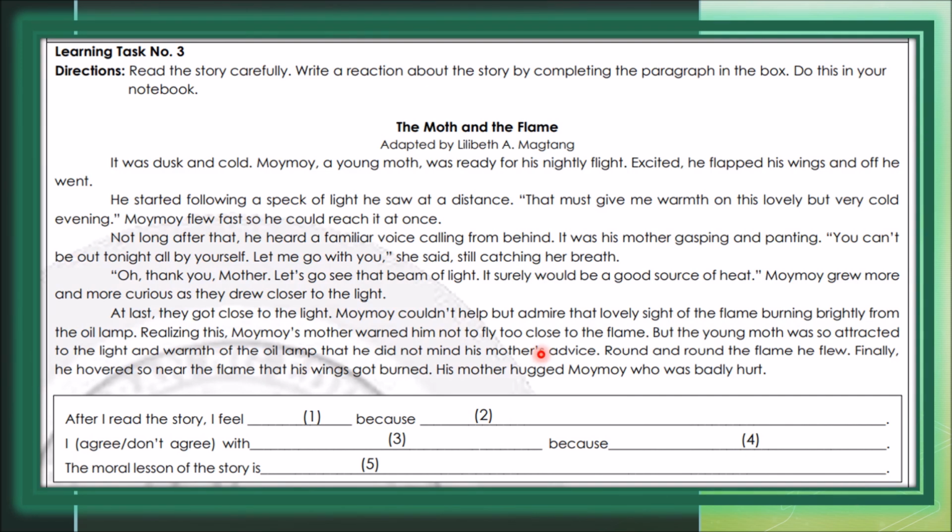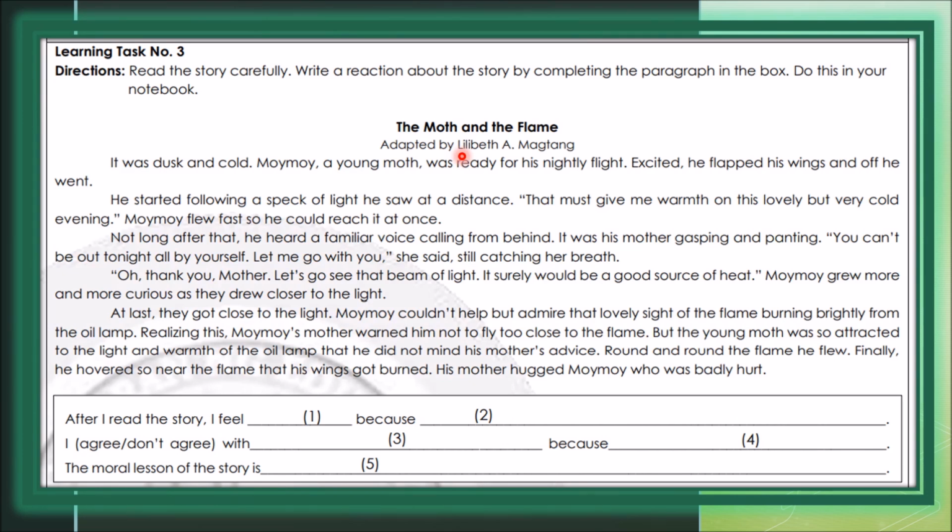So direction, you're going to read the story carefully. Write a reaction about this story by completing the paragraph in the box. Do this in your notebook. The title of the selection is The Moth and the Flame, adapted by Lilibet A. Magtang. Let us read all together.